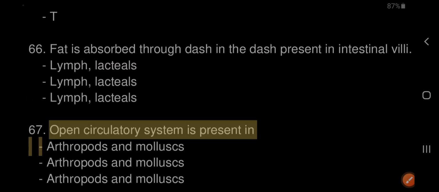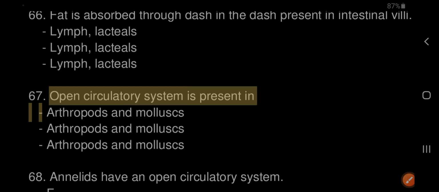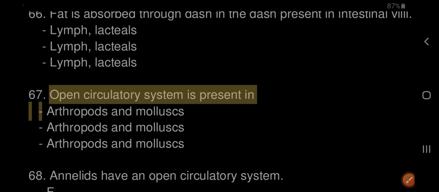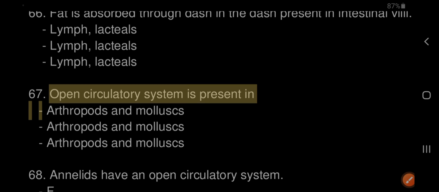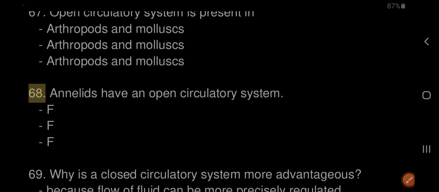67. Open circulatory system is present in arthropods and mollusks. 68. Annelids have an open circulatory system. False.